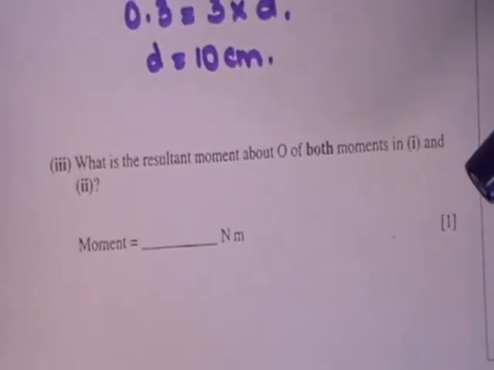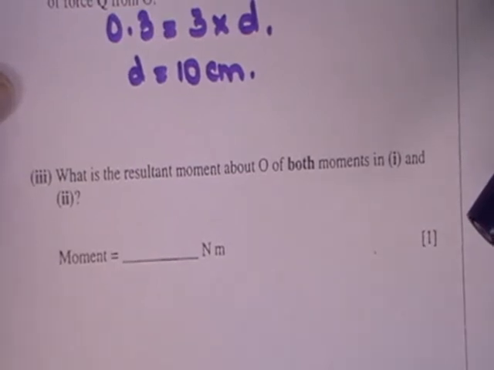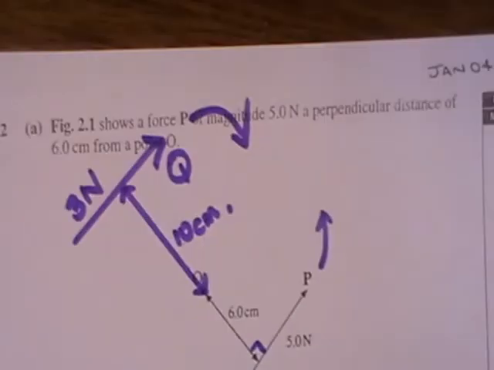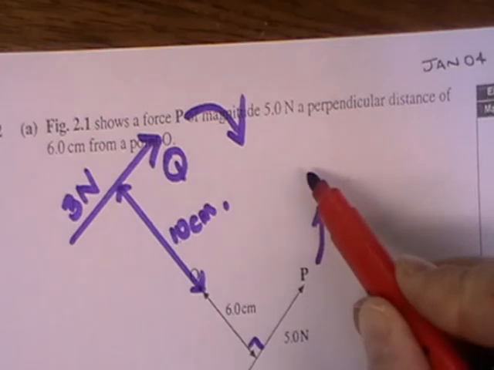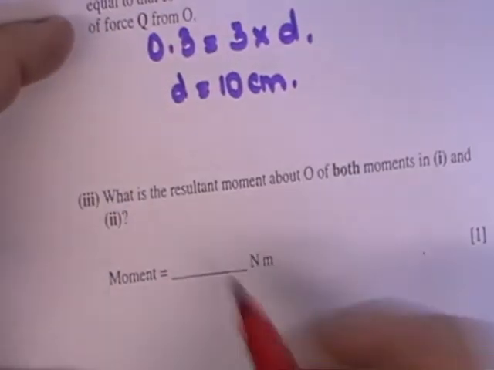What is the resultant moment about O of both moments in part 1 and part 2? So in part 1 and part 2 you've got 0.3 Newton metres anti-clockwise and 0.3 Newton metres clockwise, and therefore they cancel each other out, so the answer is 0.